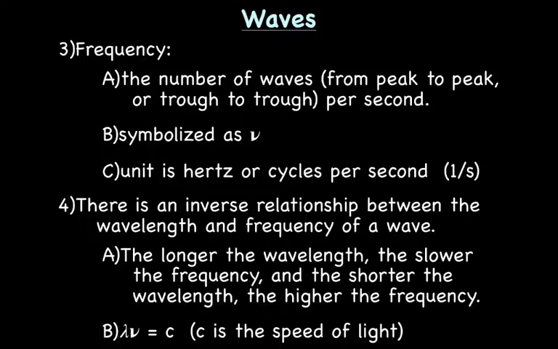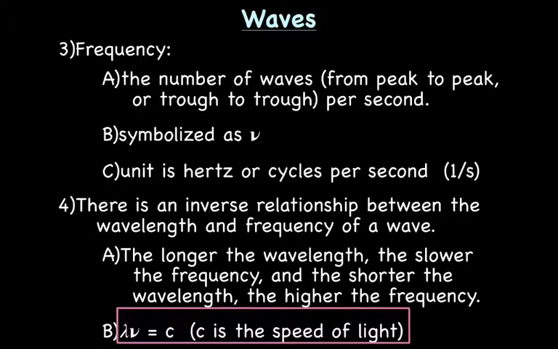And we have this handy little equation here: lambda nu equals c, with c being the speed of light. Both the equation and the value for c are on your reference tables. With this equation we can figure out the speed a wave is moving, the wavelength, or the frequency if we know some of the other values. It's a pretty straightforward conversion sort of thing.